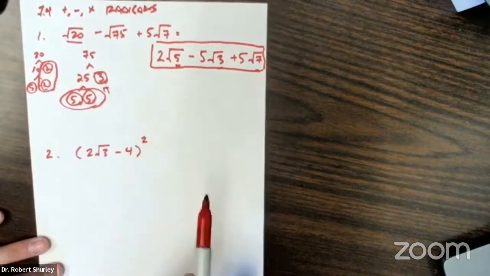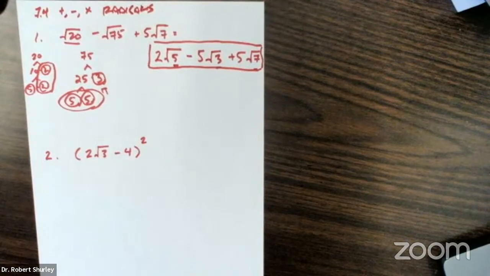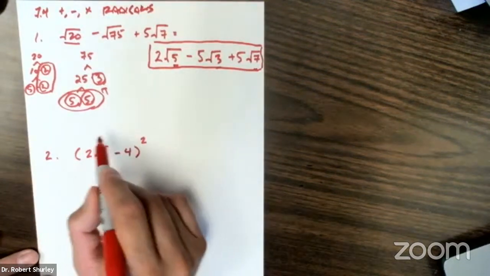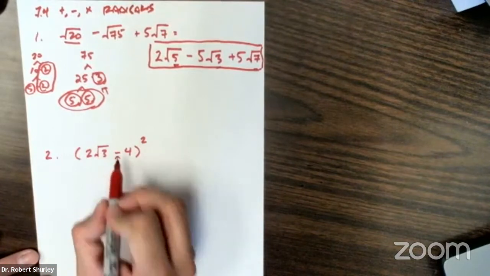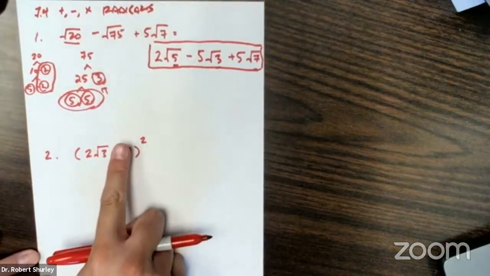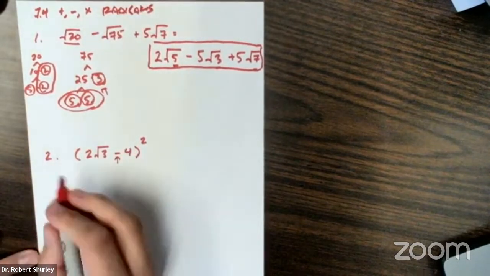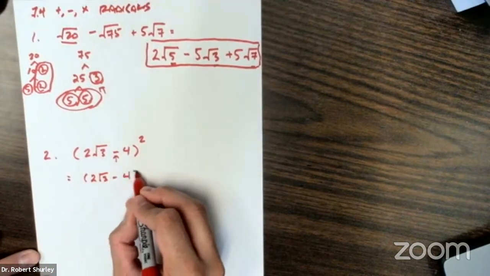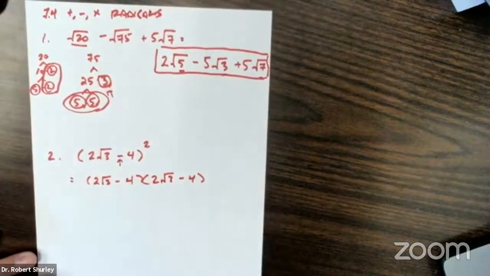And I chose this one because of a very common mistake students make in algebra: when they see this squared, they automatically bring the square into both terms. But we cannot do that because there's a minus sign there. If it was just the 2 square root of 3 squared, we could. But because of the minus sign, we have to FOIL. We have to FOIL this out.